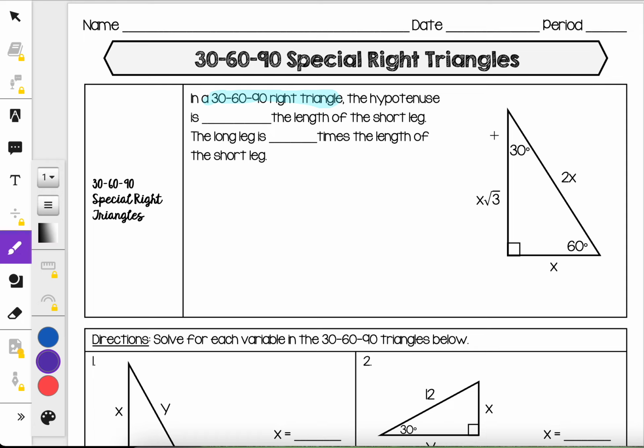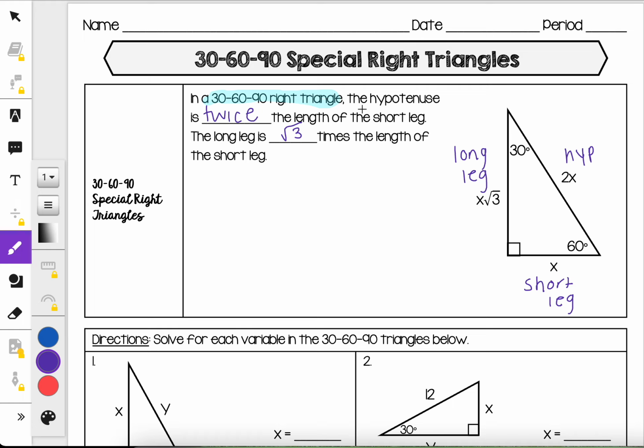Okay, and in these triangles, the hypotenuse is going to be twice the length of the short leg, and the long leg is going to be the square root of 3 times the length of the short leg. Okay, so here your 30-degree angle is going to be across from your short leg. Your 60-degree angle is across from the long leg. And then your hypotenuse is across from your right angle.